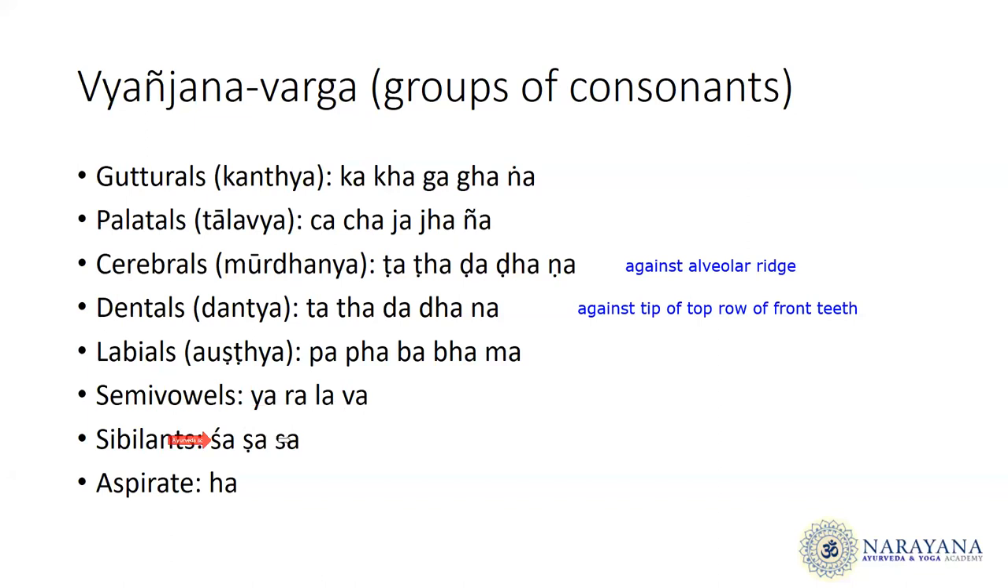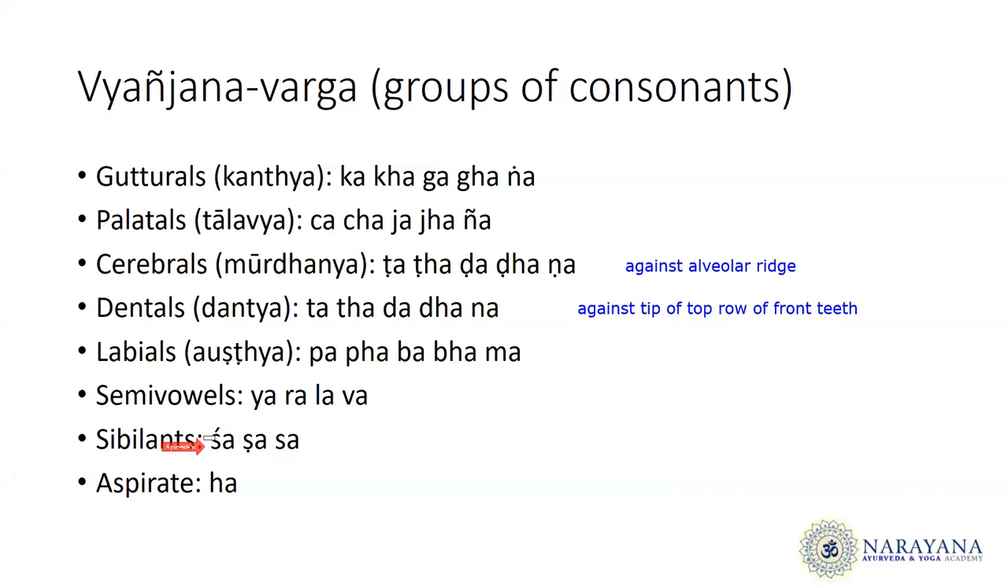Now the sibilants. Let's talk about the sibilants. They're all hissing and waiting to get your attention. You have this. First, I'm going to talk about this sh, this S with a dot under it. That's actually the easiest one. It's just like the sh in she sells seashells down by the seashore. So sha sa sha sa, very easy, no problem.